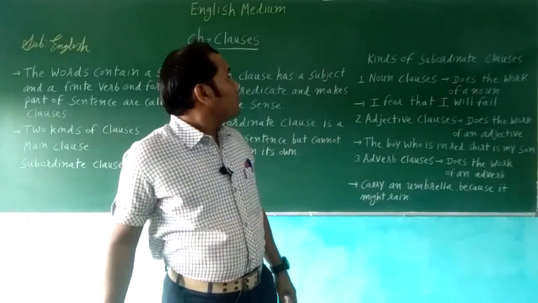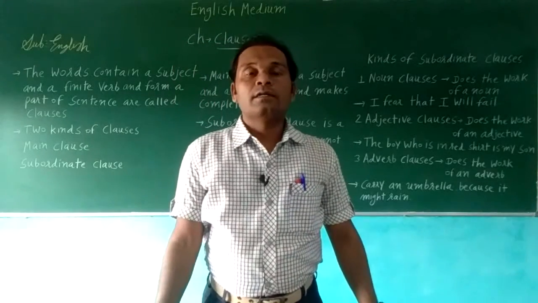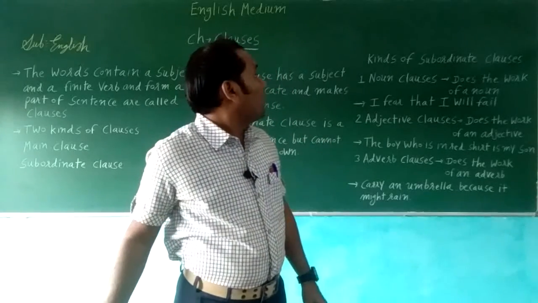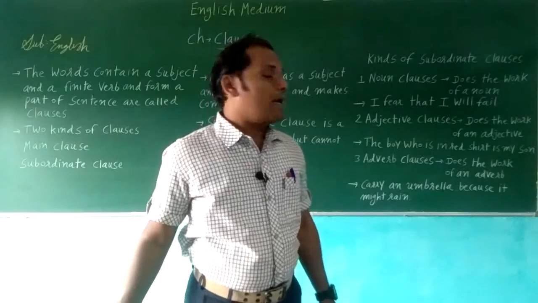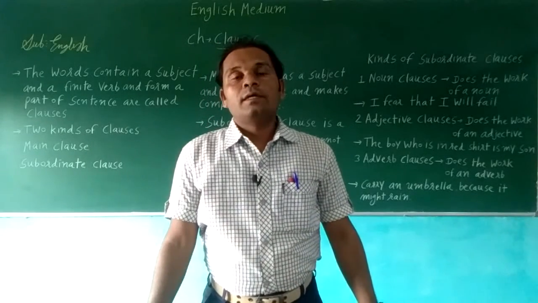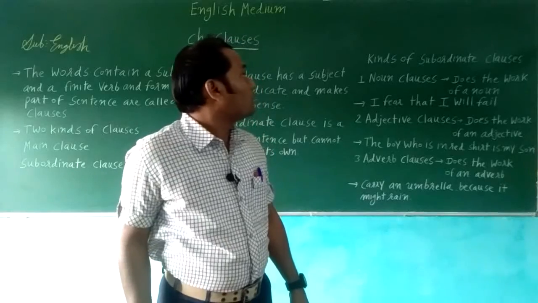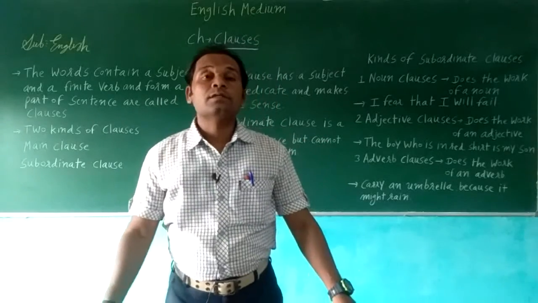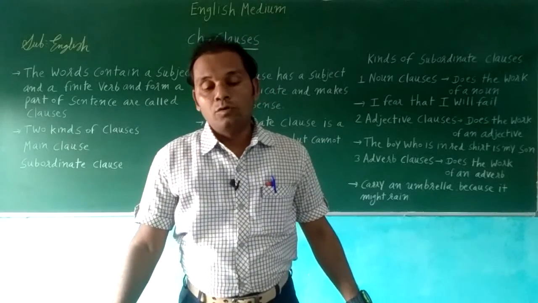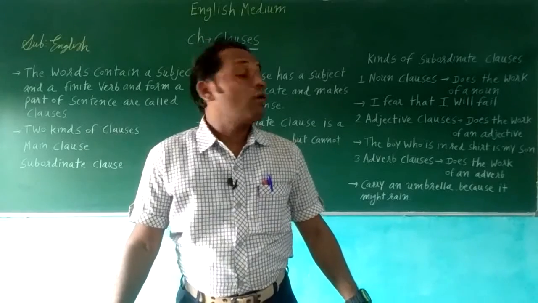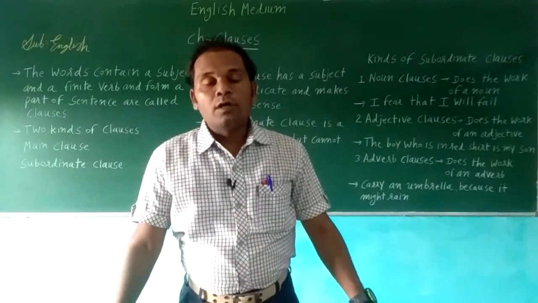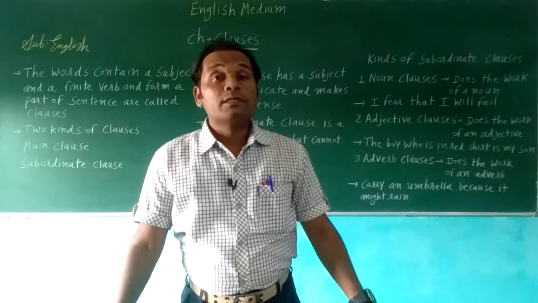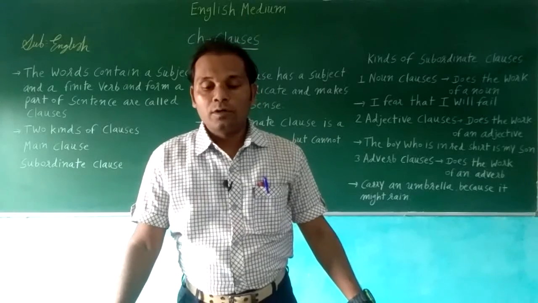The kinds of subordinate clauses are given: noun clauses, adjective clauses, and adverb clauses. First we'll see noun clauses. A clause that does the work of a noun is called a noun clause.